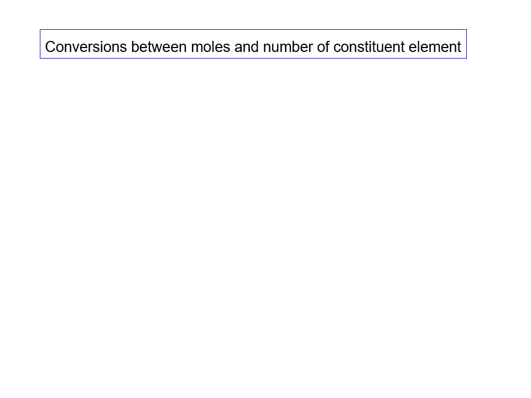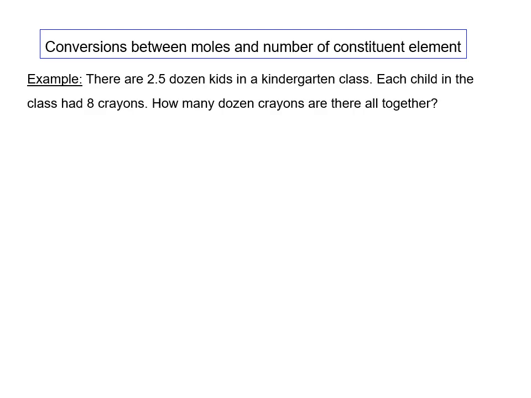All right, so now what we're going to look at is converting between moles and number of constituent elements. So let's start off with something we're familiar with. So let's look at an example here where we have 2.5 dozen kids in a kindergarten class, and each child in the class has 8 crayons. And we want to know how many dozen crayons there are altogether.